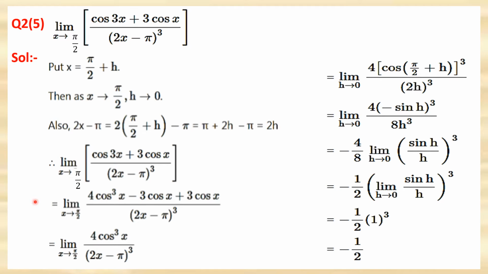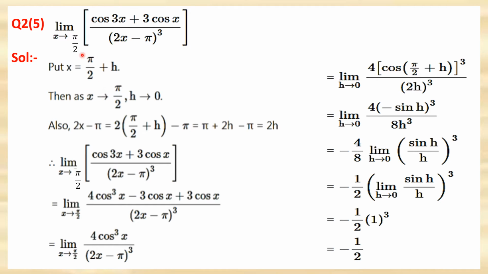Question number 2, fifth one. Limit x tends to pi upon 2, cos 3x plus 3 cos x upon (2x minus pi) the whole cube. Here we will take the substitution. x minus pi upon 2 is equal to h, or x is equal to pi upon 2 plus h.